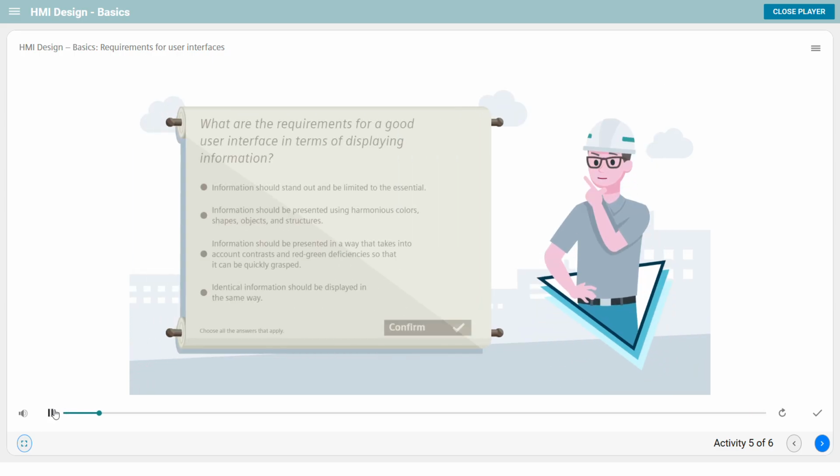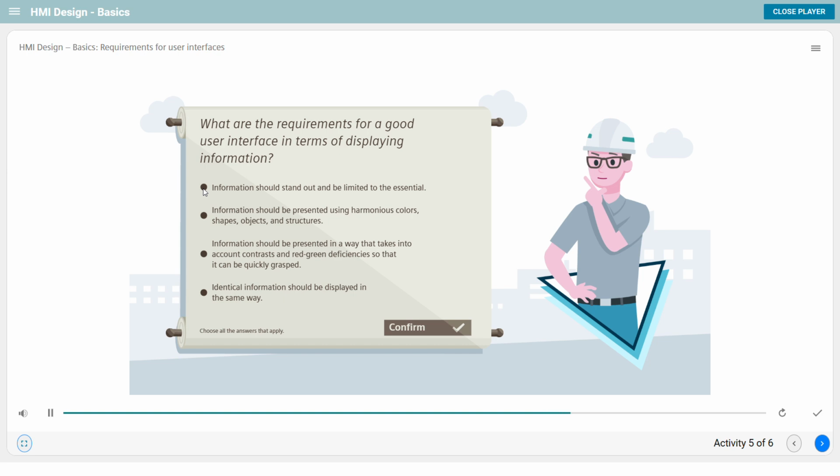Let's take a moment to review and reflect on what you've learned. Tip: when answering the questions, consider the reasons behind your answers. To achieve a good functional design, you need to know the requirements for information display, operation, and user guidance, as well as engineering. Let's test your newly acquired knowledge.